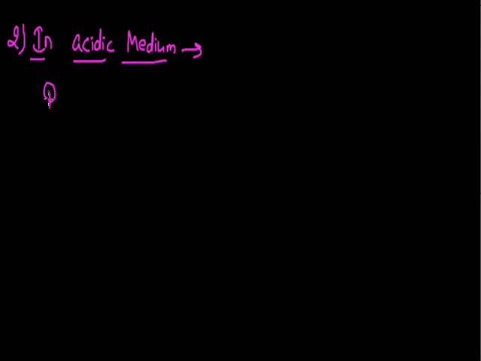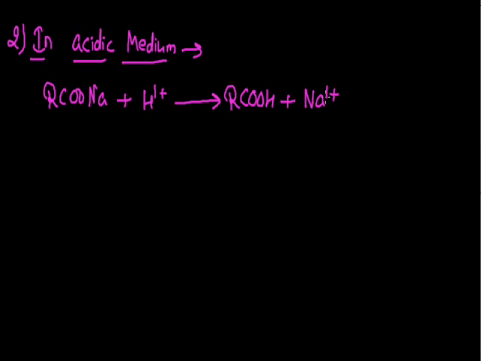If I apply the soap molecule in acidic medium, there will be the presence of proton or hydronium ion. These hydronium ions will replace sodium cation, and finally they will form the carboxylic acid RCOOH, and sodium will be in the form of ion in water. Now this sodium salt of long chain carboxylic acid was able to form micelle, while this long chain carboxylic acid is not able to form micelle.